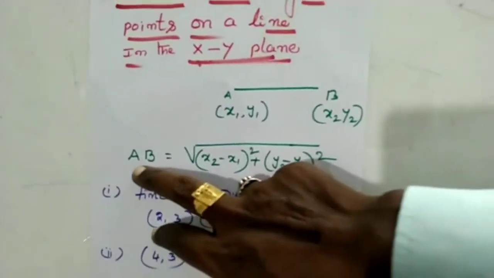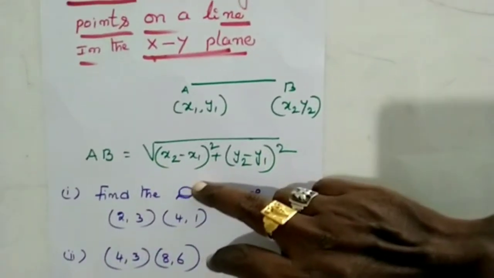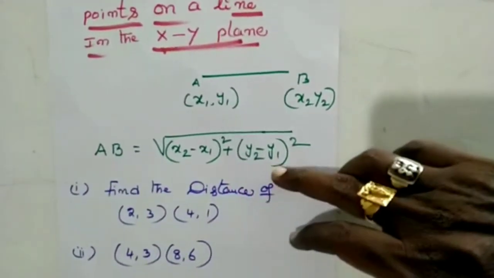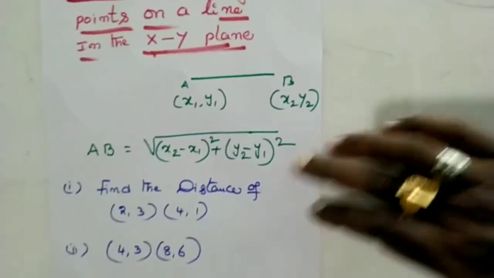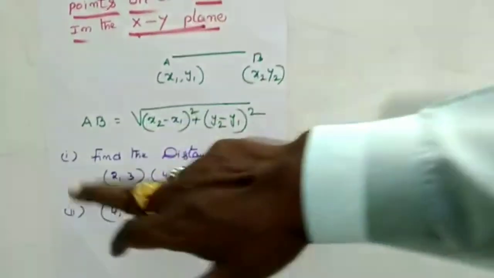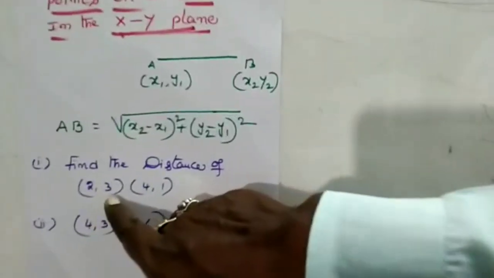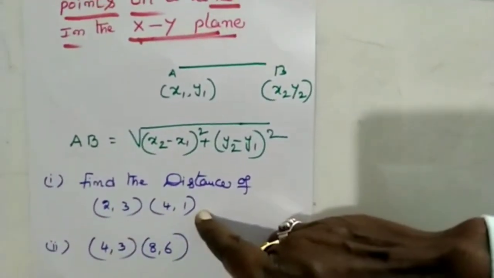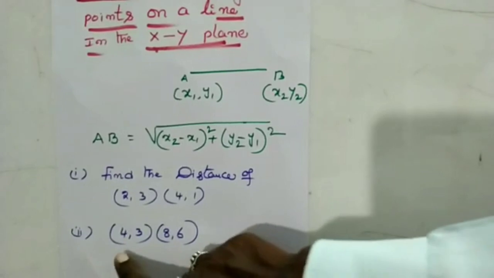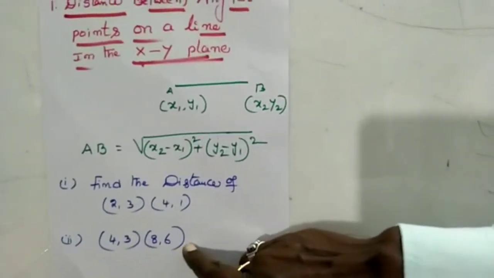Already you know it. AB is equal to square root of x2 minus x1 whole square plus y2 minus y1 whole square. Using this formula, let us solve these two problems. Find the distance between (2, 3) and (4, 1), and the second problem (4, 3) and (8, 6).